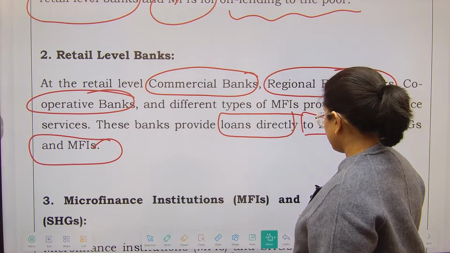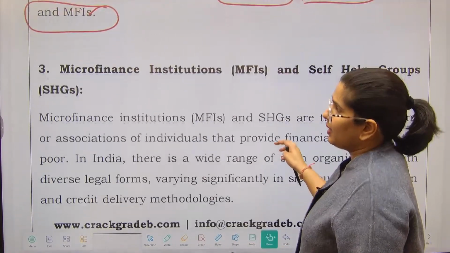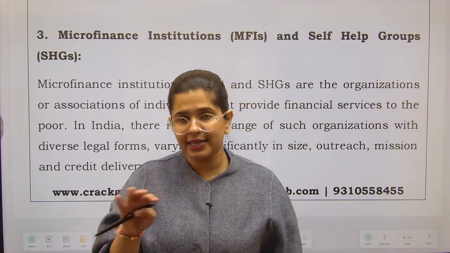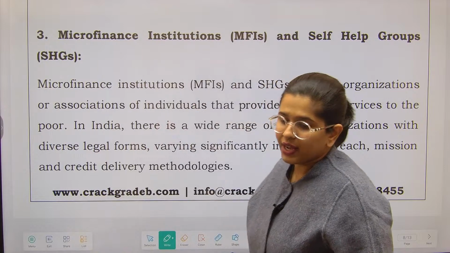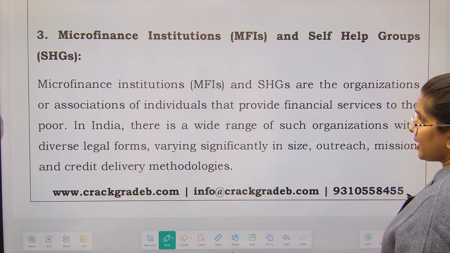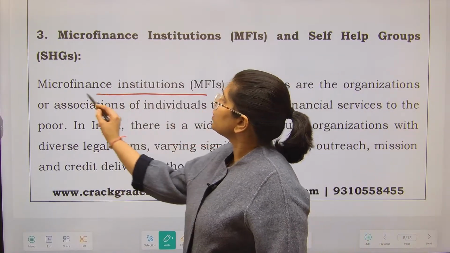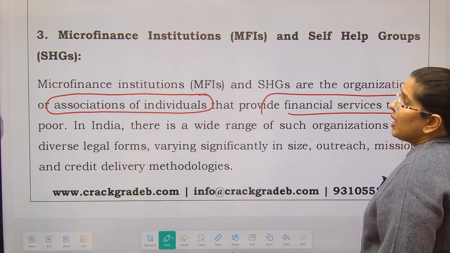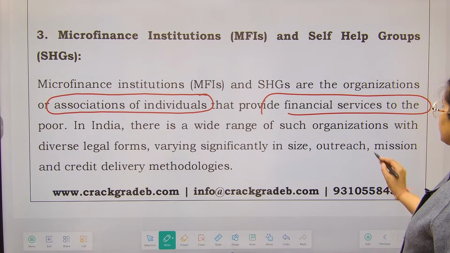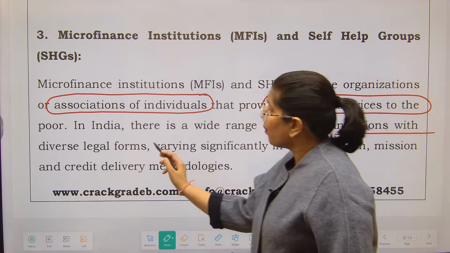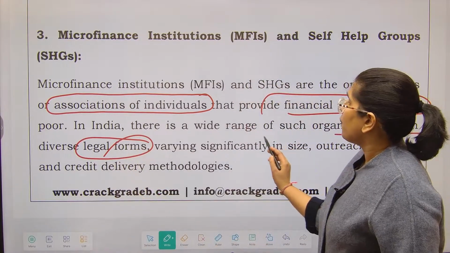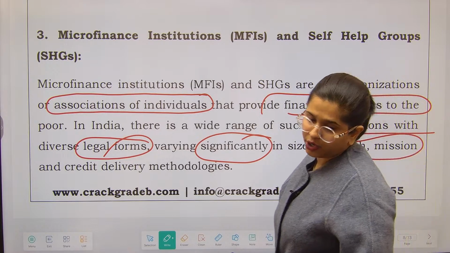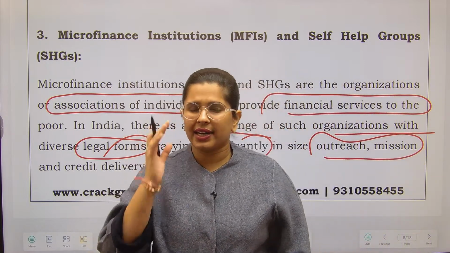Then we have microfinance institutions and the self-help groups, right? So this is the third layer for us. ये हमारे लिए तीसरी layer है, that is the end layer. So microfinance institutions and the self-help groups, they are the organizations or the associations of individuals, right, that are providing financial services to the poor. Now in India, there is a wide range of such organizations and they have so many different kinds of legal forms varying significantly in sizes, outreach, mission and the credit delivery methodologies as well. किस तरीके से वो credit देते हैं.